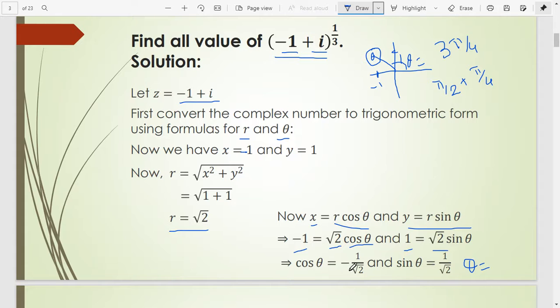Sin theta is equal to 1 by under root 2, so theta is equal to here in the quadrant. In the first quadrant all functions are positive. In the second, sin function is positive but cos function is negative. In the third, both functions sin and cos are negative. In the fourth, cos function positive, sin function negative. So here given sin is positive and cos is negative. So this is second quadrant. So the value of theta is equal to 3 pi by 4.